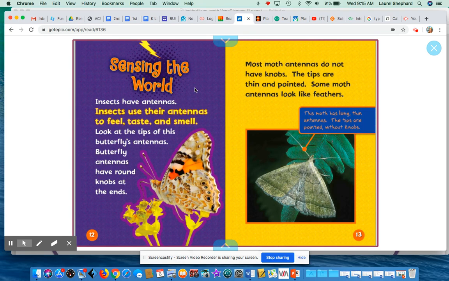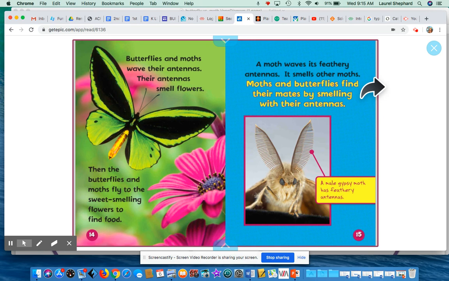Sensing the world. Insects have antennas. Insects use their antennas to feel, taste, and smell. Look at the tips of this butterfly's antennas. Butterfly antennas have round knobs at the ends. Most moth antennas do not have knobs. The tips are thin and pointed. Some moth antennas look like feathers.